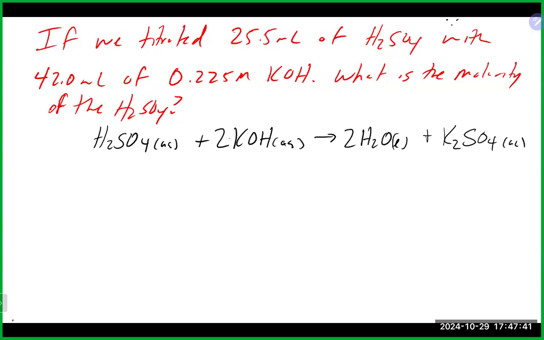All right, taking a look at what we're looking for here. We are looking for the molarity of this acid. What we do know about the acid is we have 25.5 milliliters of it. For the potassium hydroxide, which is our base, we know the molarity is 0.225 molar. And we do know the volume of that we use, which was 42. So remember, ultimately here, we're looking for the molarity of our sulfuric acid.